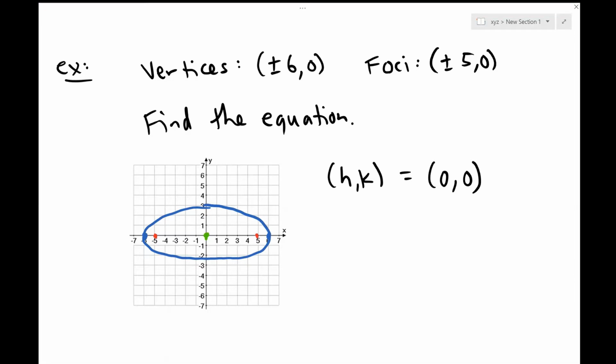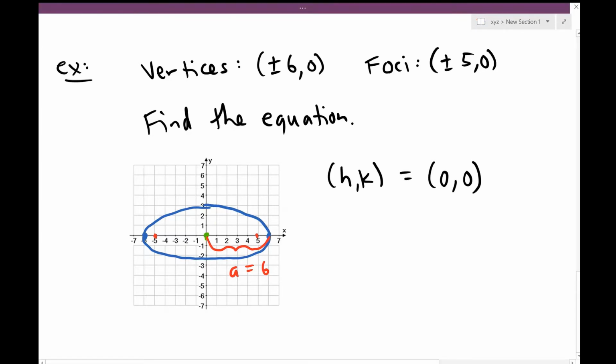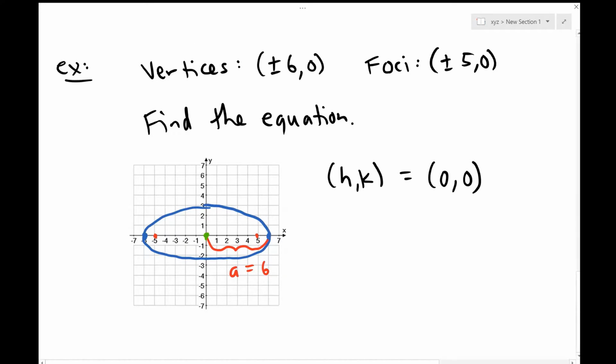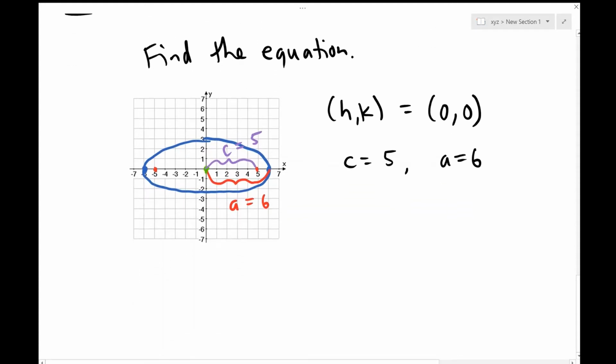Furthermore, I know the a and c values that I'm working with. So remember that a gives us the distance from the center to each vertex. So in this case, we can see that our a value would be 6. The c value, on the other hand, gives us the distance from the center to each focus. So in this case, we can see, hopefully, that the c value is going to be equal to 5. So we know that c is 5, and we know that a is 6. So the only thing that we lack for the equation is our value for b.